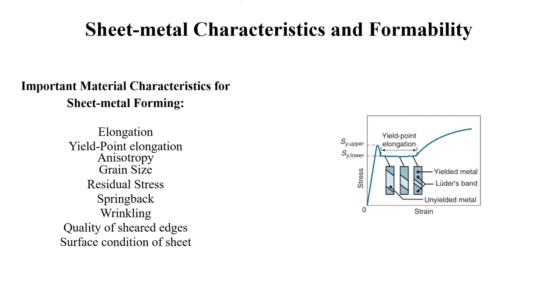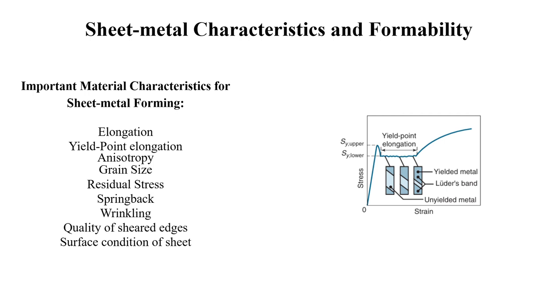Let's continue with material characteristics. Not every metal behaves the same way during forming. A metal's elongation ability determines how much it can stretch before it fails. Another important factor is anisotropy, which means the metal has different properties depending on the rolling direction.